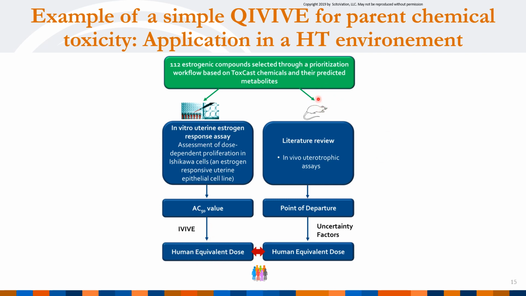And the second part of the project was to look at the literature to see if we could find some in vivo data, in vivo uterotrophic assay data, so we could compare with our in vitro assay and see if the in vitro assay is as sensitive as the in vivo assay. So we found some point of departure from the literature. We applied some uncertainty factor to derive a human equivalent dose, and we compared the human equivalent dose from the in vitro assay with the human equivalent dose from the in vivo rat experiments. So that's one way that IVIVE can be used.